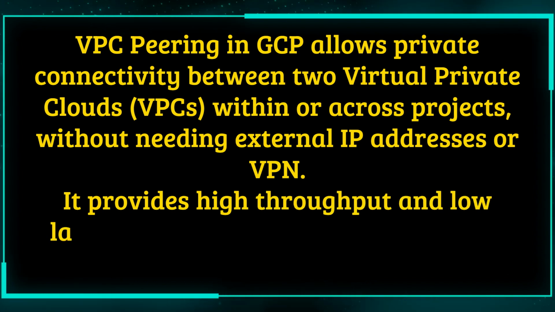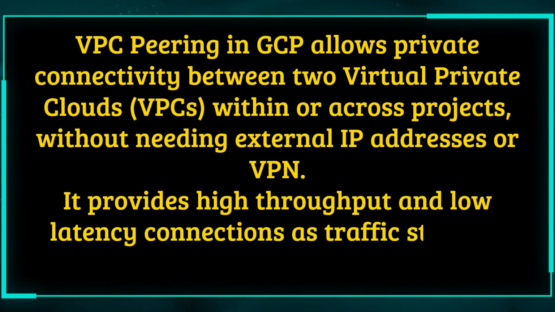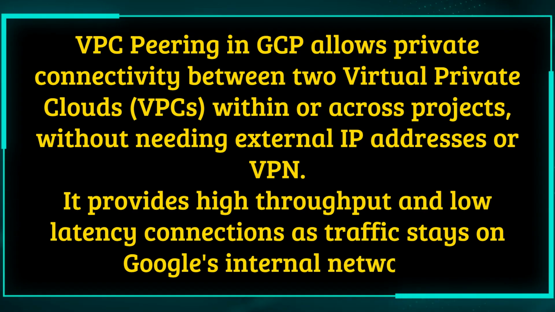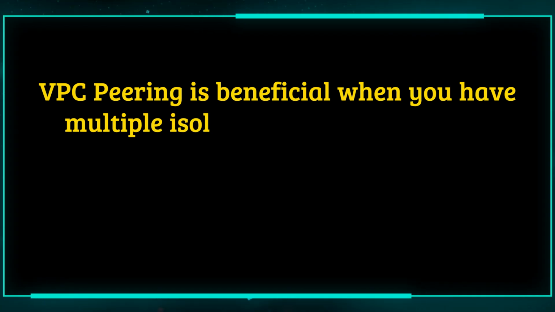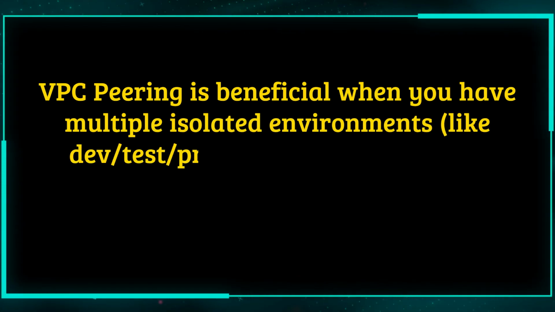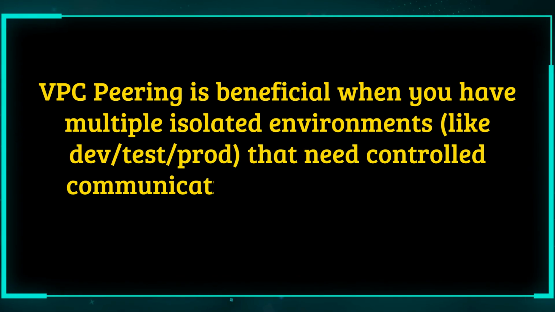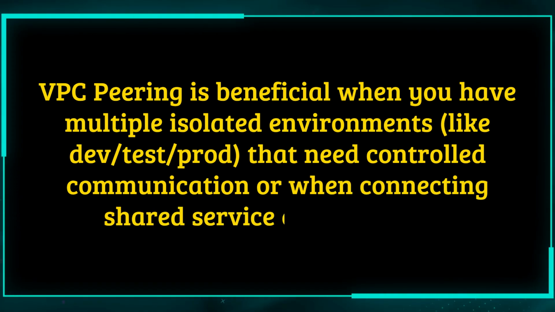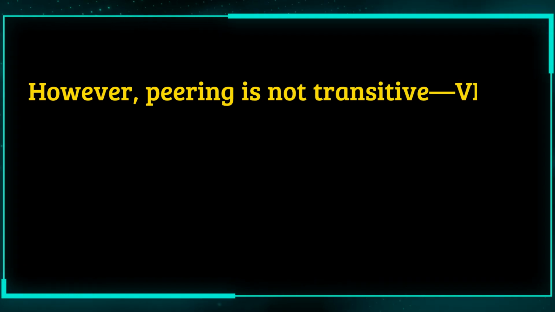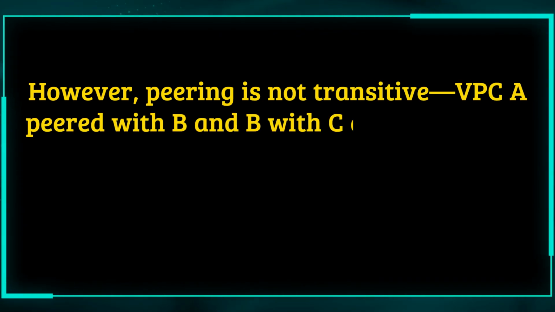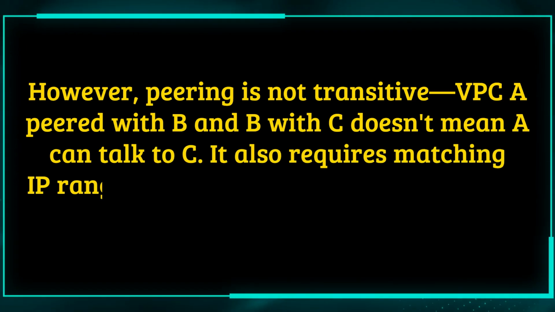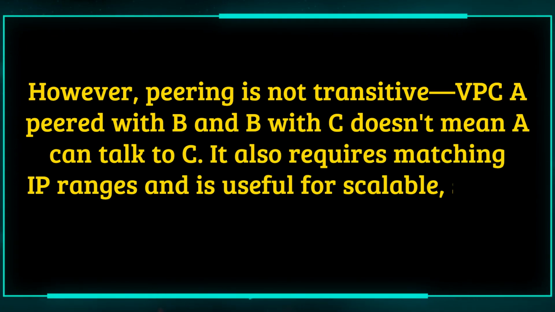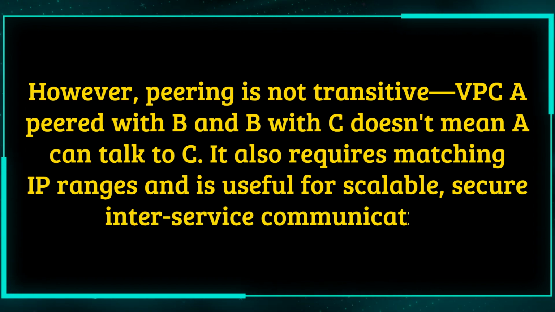It provides high throughput and low latency connections as traffic stays on Google's internal network. VPC peering is beneficial when you have multiple isolated environments, like dev, test, prod, that need controlled communication or when connecting shared service environments. However, peering is not transitive. VPC A peered with B and B with C doesn't mean A can talk to C. It also requires matching IP ranges and is useful for scalable, secure inter-service communication.